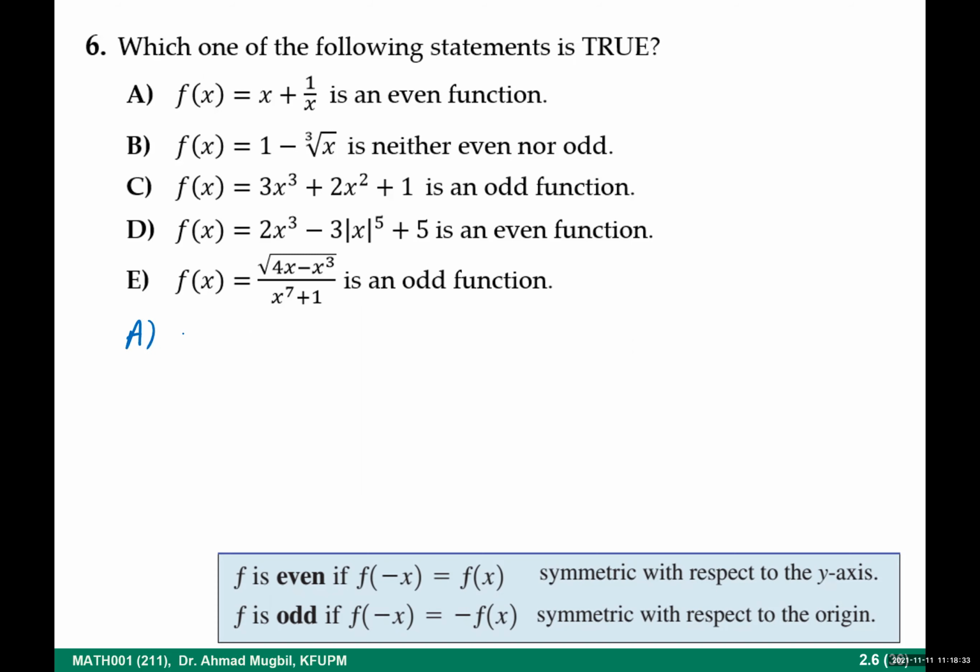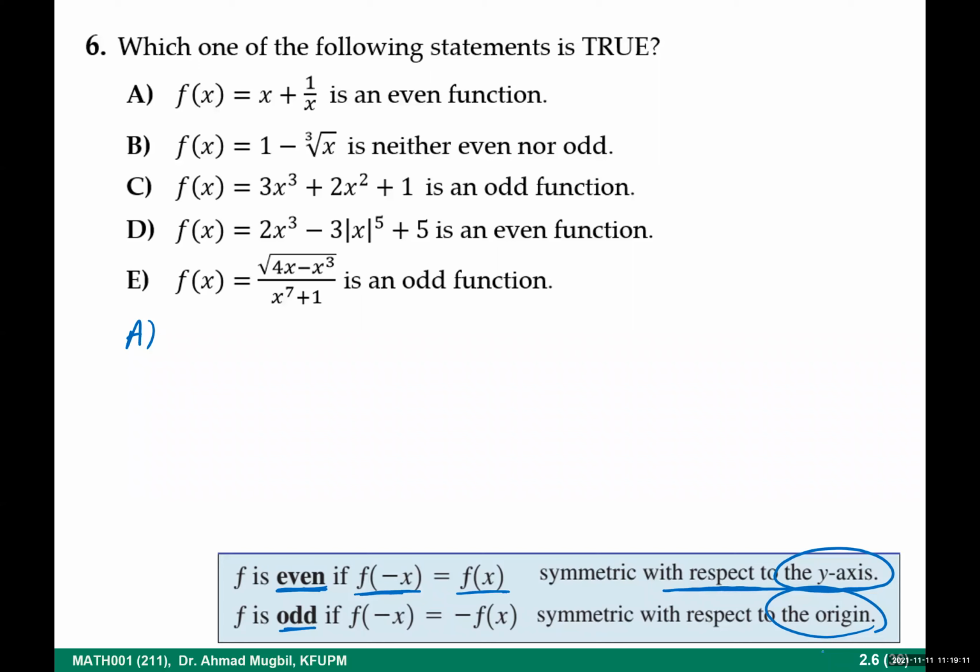How do we know that a function is even or odd? The function is even if you replace x by -x in the function and you get the same function back. This is even, and the graph is symmetric with respect to the y-axis. Now, if you replace x by -x and you don't get the function back but the negative of the function, then this is an odd function, and its graph is symmetric with respect to the origin.